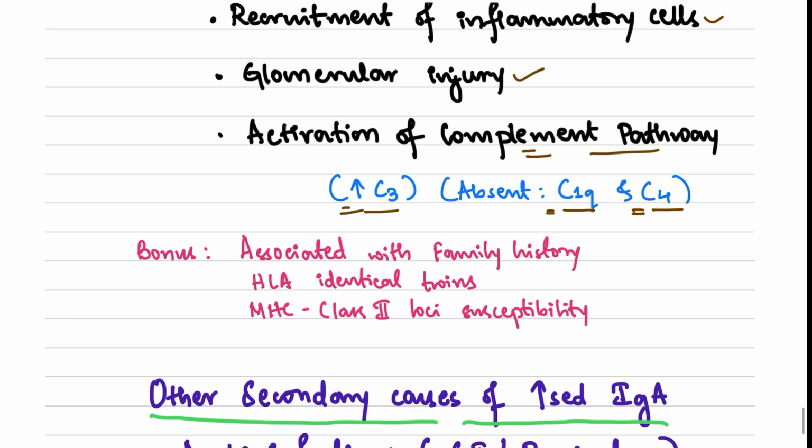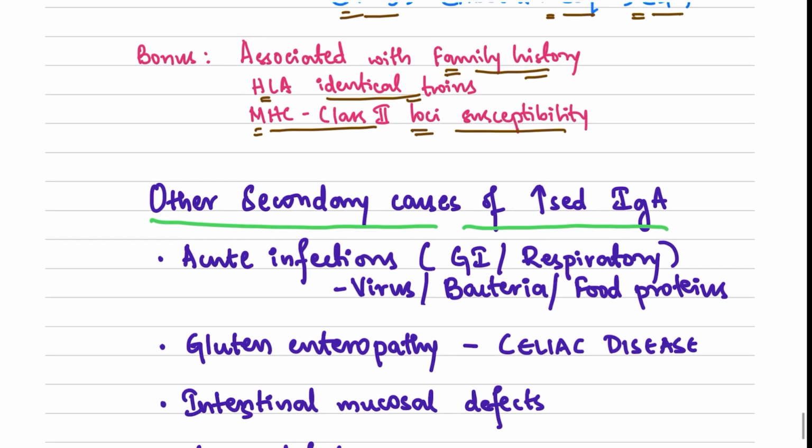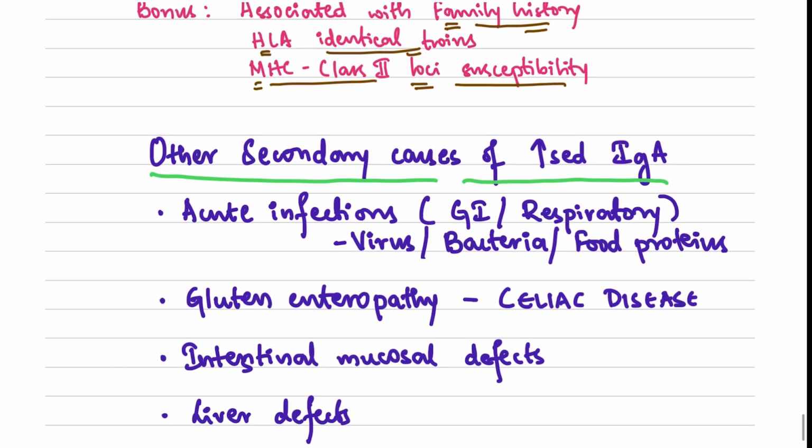So what additional history do we need to know? It can also happen in a familial situation, so family history will also be present. It is also most common in HLA identical twins, and it's also associated with MHC class 2 loci susceptibility. So these are additional points that you need to know. So what are the other secondary causes of increased IgA that lead to IgA nephropathy?